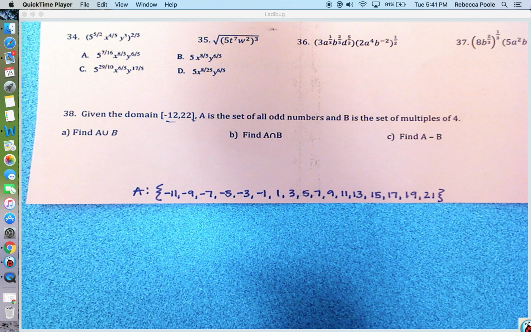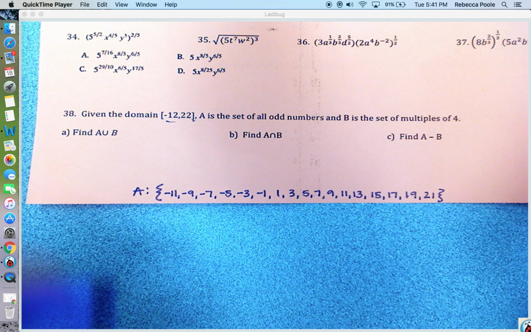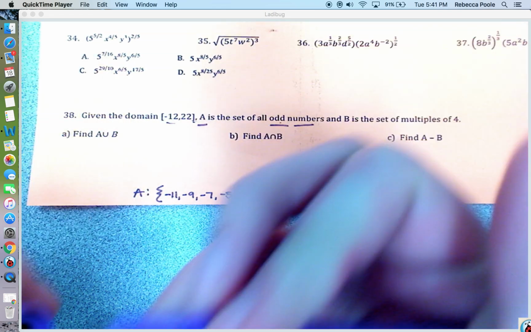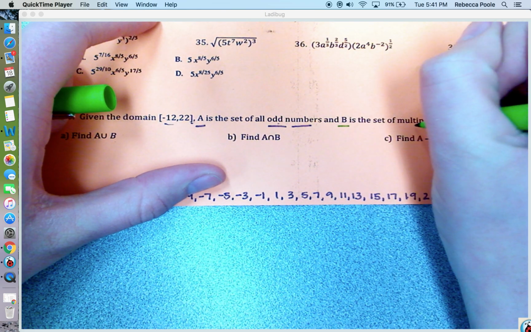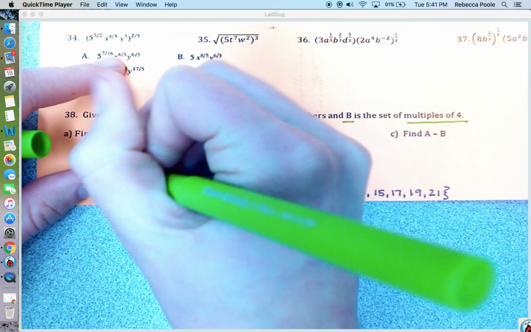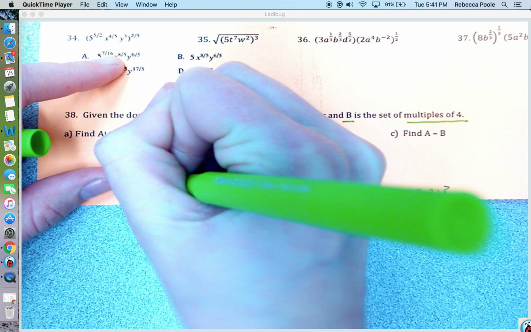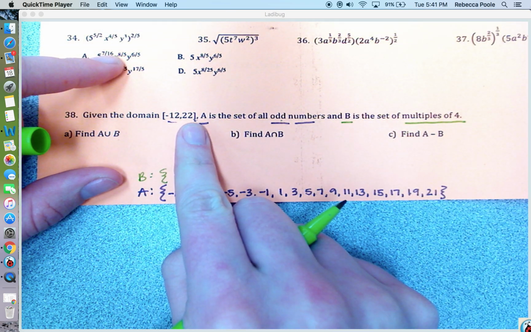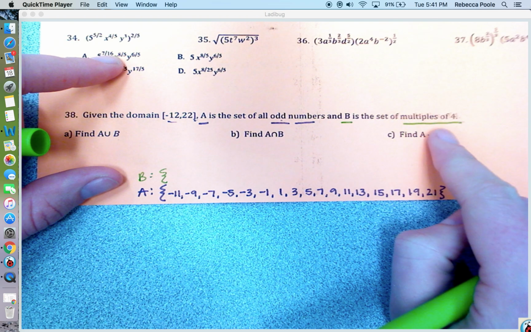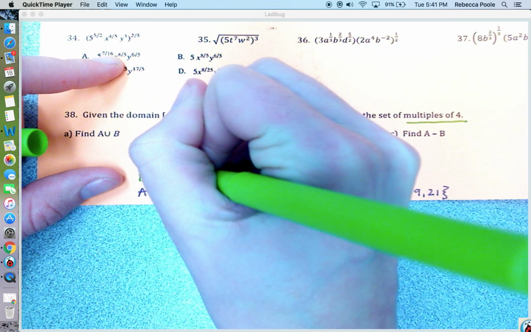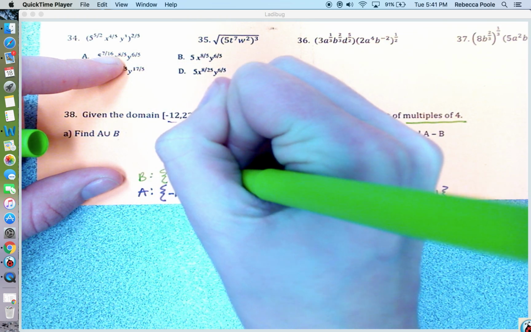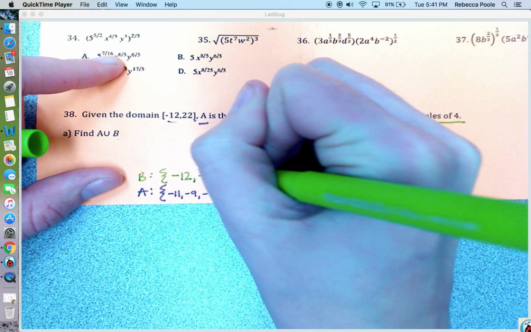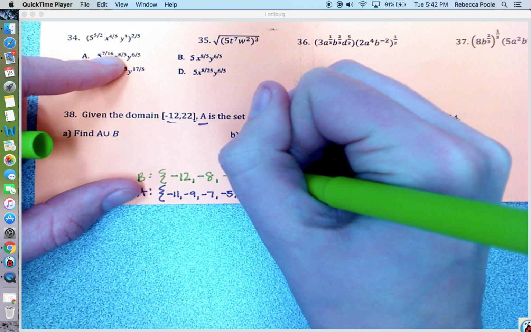Then it says set B is the set of multiples of 4. So for B, I want any number in between -12 and 22 that is a multiple of 4. So -12 is because 4 times -3 will give me -12. -8 is because that's 4 times -2. -4 is 4 times -1.